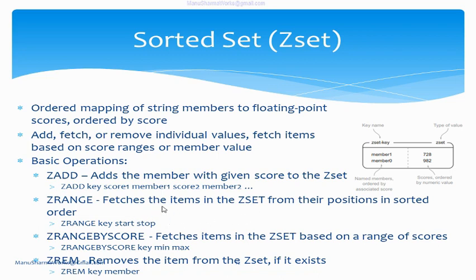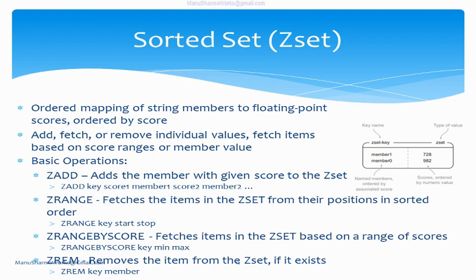Now if I want to fetch by the score, then you can specify ZRANGEBYSCORE key minimum value and maximum value. So if I specify ZRANGEBYSCORE key with a minimum value of 0 to 800, it will return only member 1.